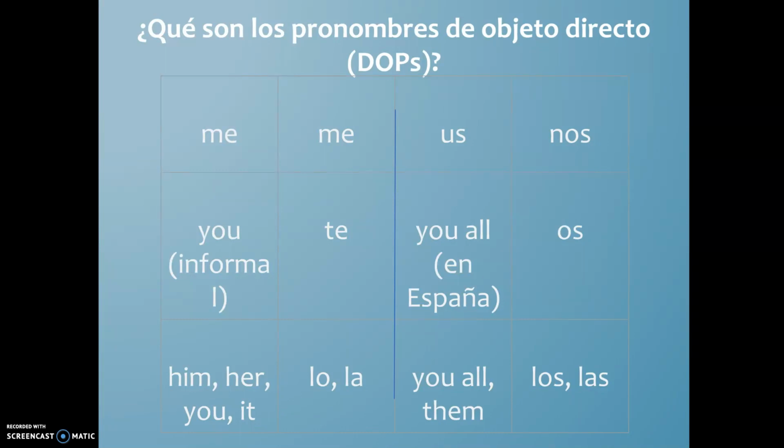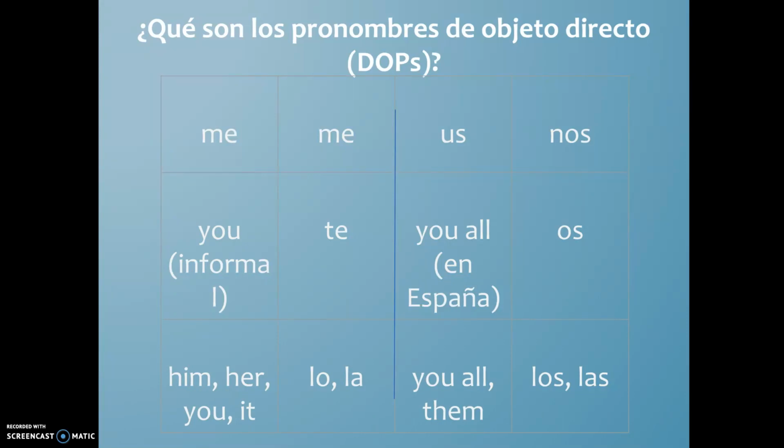Okay, so now we're moving on. You need to remember that a direct object pronoun, or DOP, is a pronoun, at the top of página dos here, that can replace a noun that is the object of a sentence. You will note that the English of each direct object pronoun is written for you in boxes, and you need to write down the Spanish.